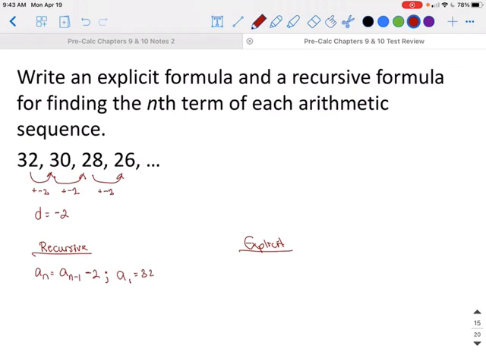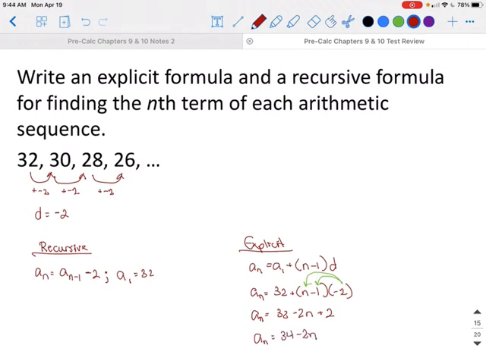To write an explicit formula, we are going to have to use the equation a sub n is equal to a sub 1 plus n minus 1 times d. Now we do know our first term is 32, and we know our common difference is -2. So we're going to take that -2 and distribute it. So a sub n is equal to 32 minus 2n plus 2. Or if we combine like terms, this will give us 34 minus 2n. So we have a recursive and an explicit formula.